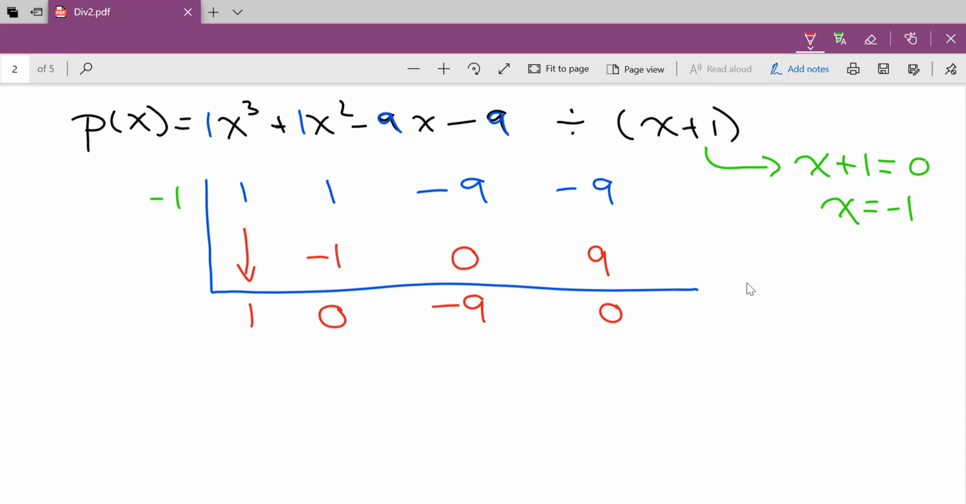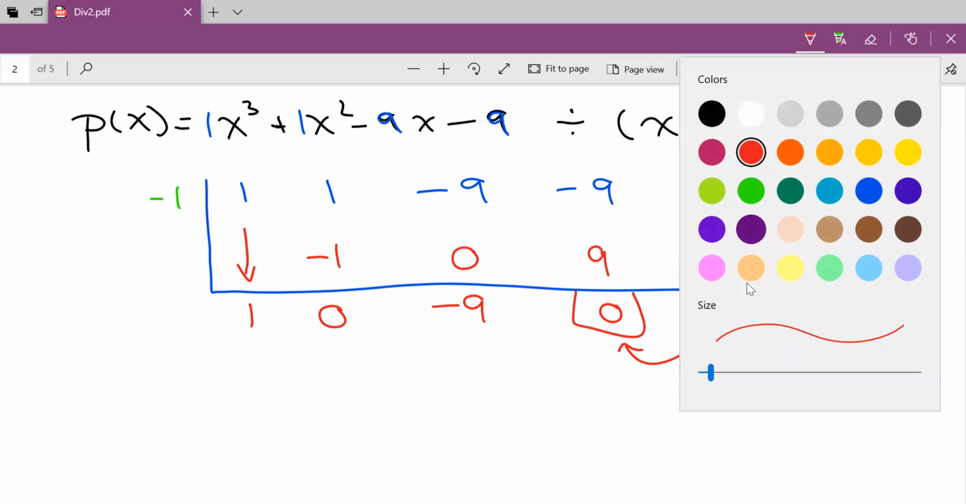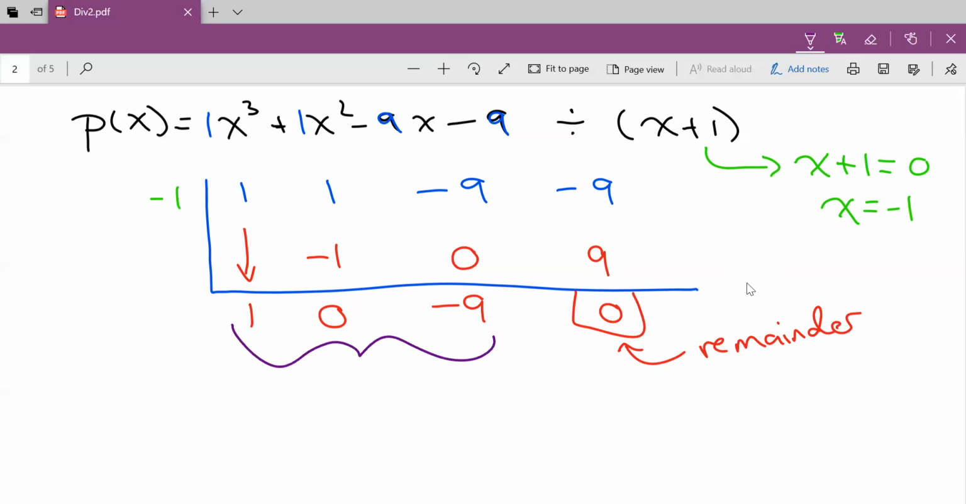All right, what do I have? This right here is my remainder. I have a remainder of 0. That tells me x plus 1 is a factor of the polynomial. Okay, wait a minute. What is all of this here then? Guess what? We divided x cubed by x plus 1. So this dropped our polynomial down by a degree. What this is here is 1x squared plus 0x minus 9.